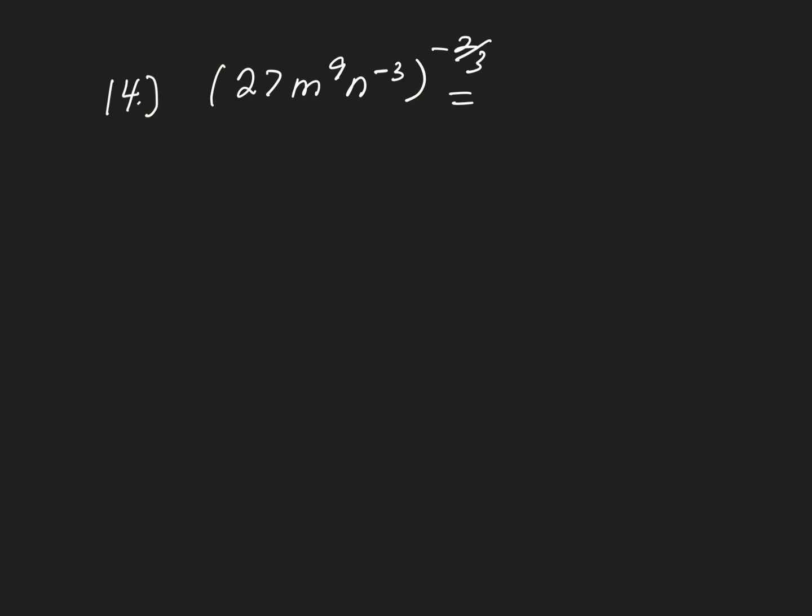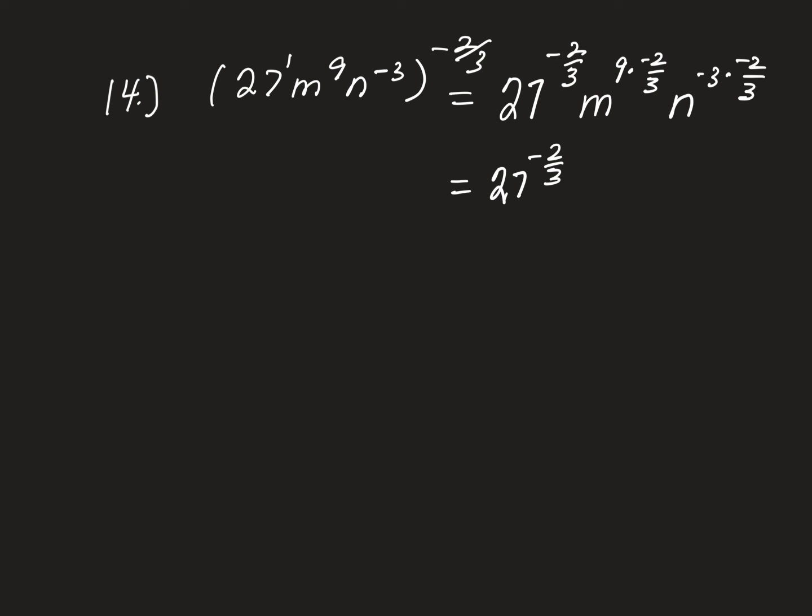So we're going to simplify this. We know that 27 is actually raised to the first, so this will be 27 raised to the -2/3. We have m raised to the 9 times -2/3. And then n will be raised to the -3 times -2/3. So I'm going to keep it as 27 raised to the -2/3.